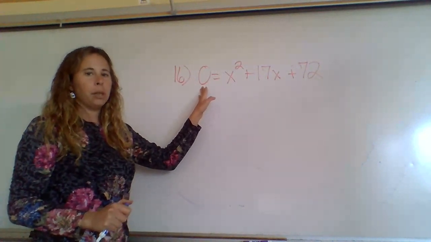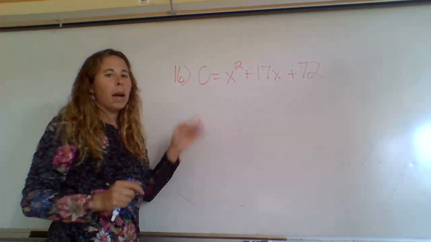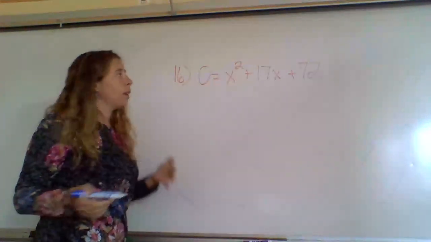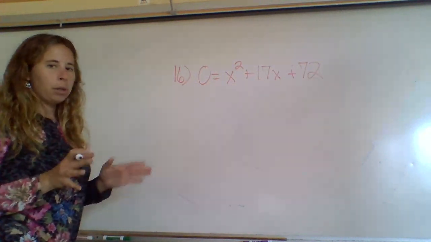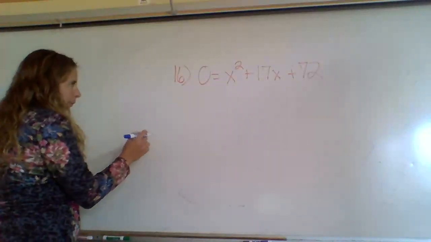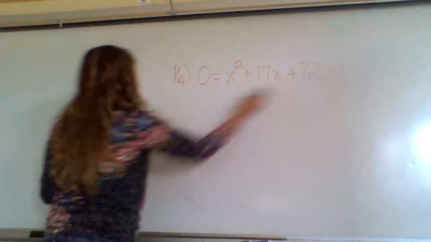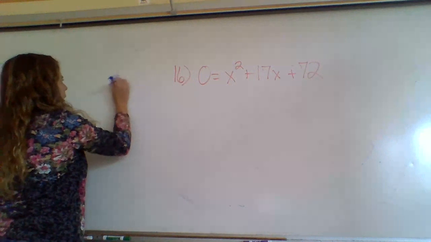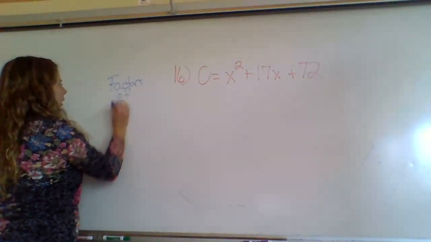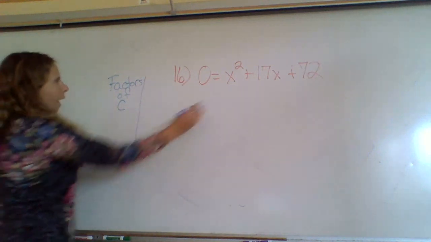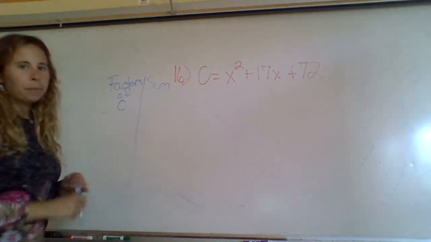And I want you to do it by factoring. So, just like when we do it for Unit 2, you need factors of c, so factors of 72, and they need to add up to 17.